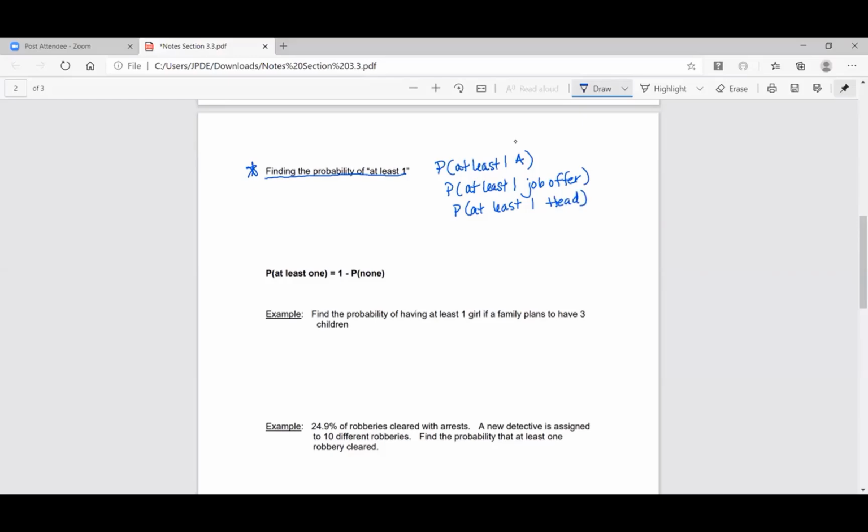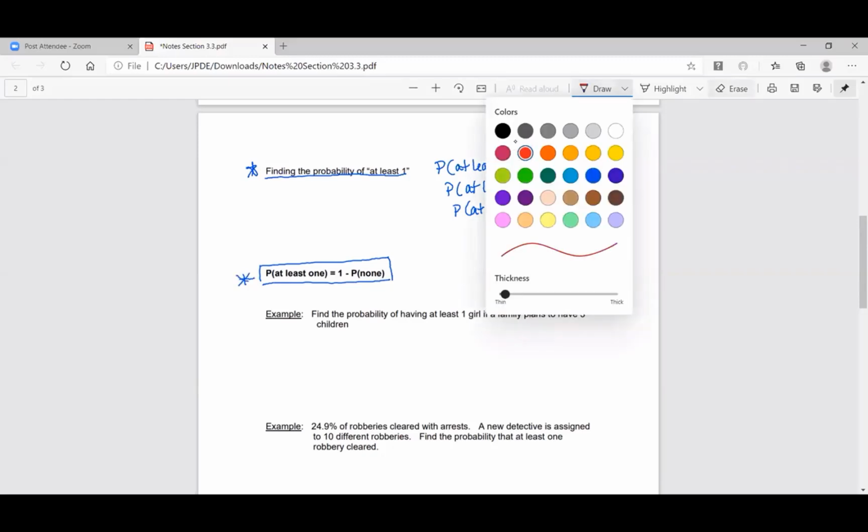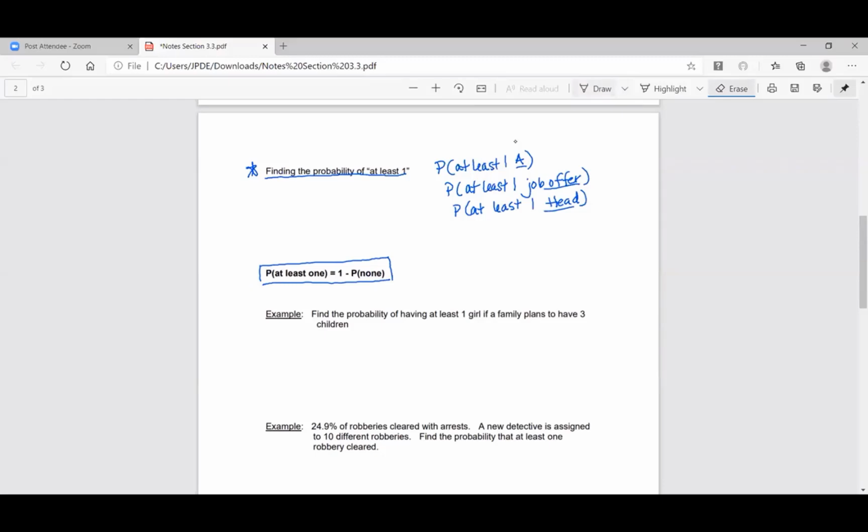So this word, at least one something, there's going to be a formula that we can use to find this. And you can see the formula is right here. And actually, I'm going to put it in red because I want you to have like a red flag go off when you see the probability of at least one.